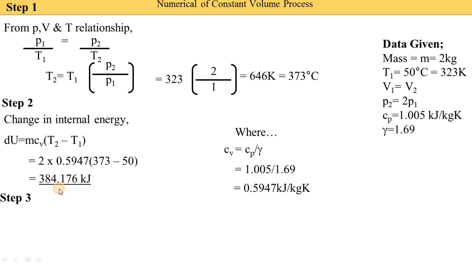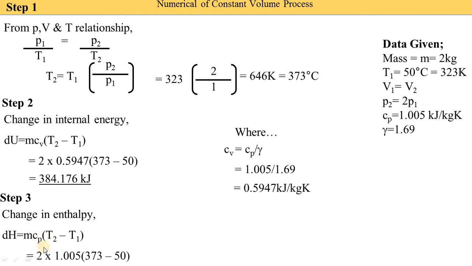Third, we find the change in enthalpy. The change in enthalpy is dH equal to m Cp into T2 minus T1. Why does Cp come here? For that you need to understand the derivation of the change in enthalpy that we discussed in the last video. Putting the values, m is equal to 2, Cp is 1.005, T2 minus T1 is 373 minus 50. We get the change in enthalpy as 649.23 kilojoules.